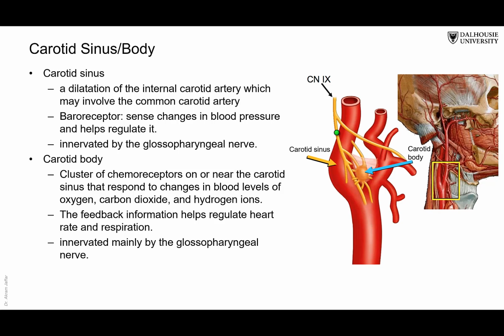Here also you will find the distension at the beginning of the internal carotid artery, which is called the carotid sinus. This distension might also extend to affect the distal part or the end of the common carotid, but usually it is in the internal carotid artery. It's a baroreceptor that is supplied by the glossopharyngeal nerve, and there is a small body here at the level of the bifurcation.